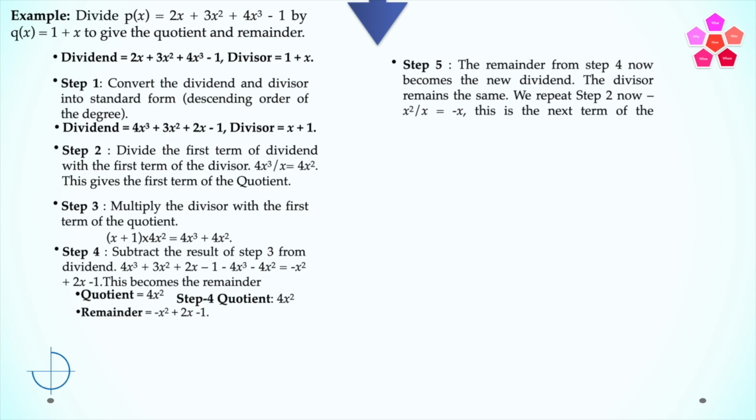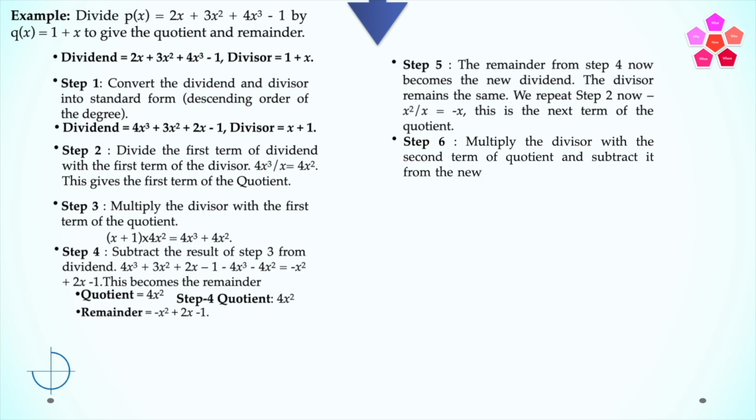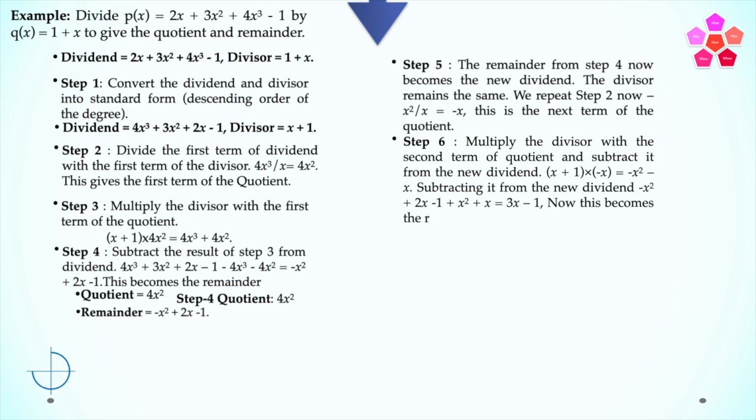This is the next term of the quotient. Step 6: we multiply the divisor with the second term of the quotient and subtract it from the new dividend. So x plus 1 multiplied by minus x is equal to minus x squared minus x. Subtracting it from the new dividend, minus x squared plus 2x minus 1 plus x squared plus x is equal to 3x minus 1. Now this becomes the remainder.